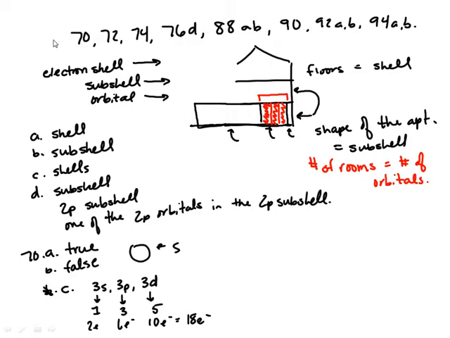D says all orbitals accommodate the same number of electrons. That's true. All orbitals can take up to 2 electrons. So D is true.